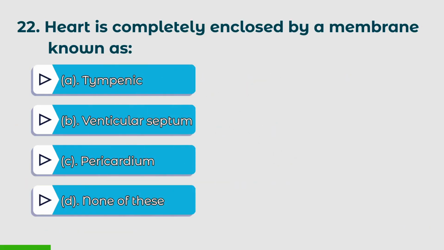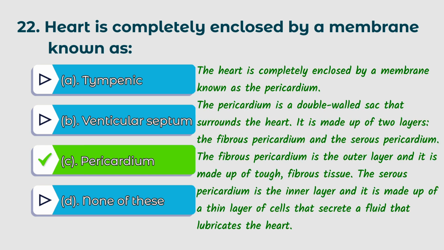22nd question. Heart is completely enclosed by a membrane known as options: A. tympanic, B. ventricular septum, C. pericardium, D. none of these. The right answer is C. pericardium. The heart is completely enclosed by a membrane known as the pericardium.